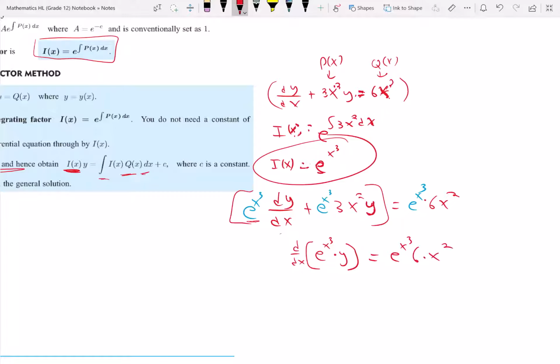So what that means is if I integrate both sides, I know that this side would just become e to the x to the third times y, because integrals and derivatives are inverses. And then that just means I have to integrate this side with respect to x. So I'm going to put the 6x squared out front.